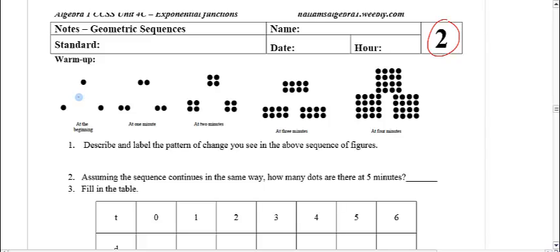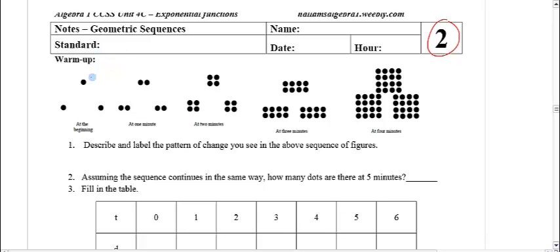Now, remember, yesterday we talked about the arithmetic sequence, where between each set of numbers we found there was an addition or subtraction. Today we're going to focus on a multiplication or a division between each of our terms. Remember, this is different from looking at a linear function or exponential function, because really we're going to focus on just the y values, just the outputs here.